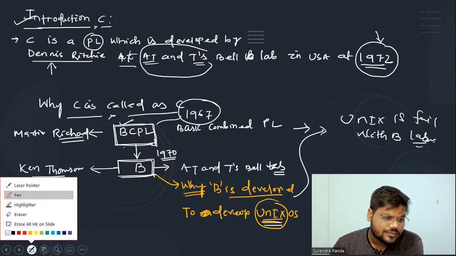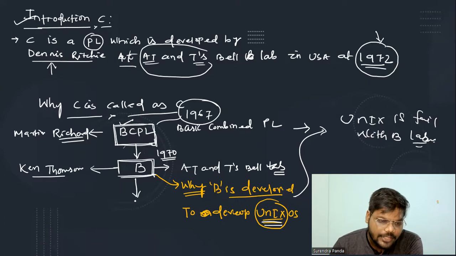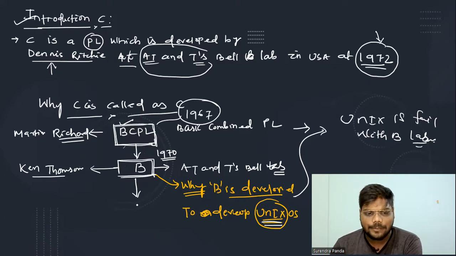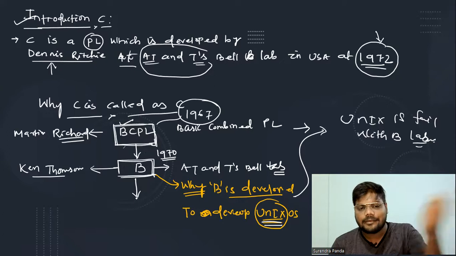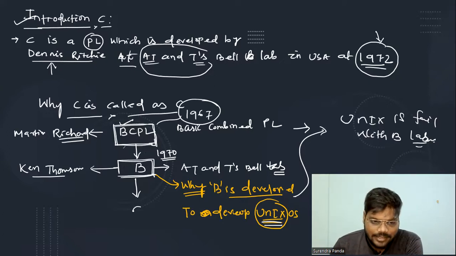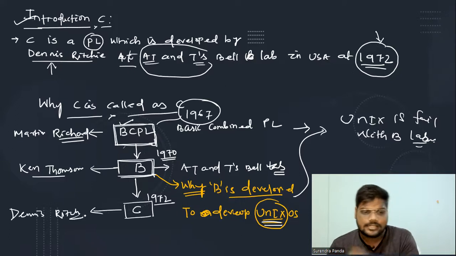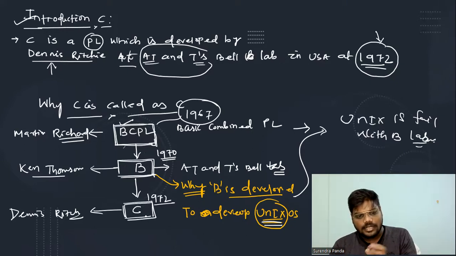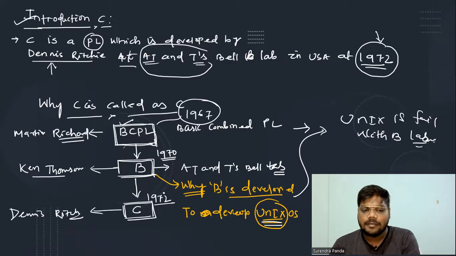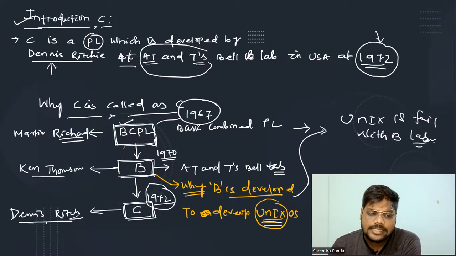So then, if you observe very carefully, a new programming language came into the picture, which is inspired from B language and BCPL language. That language is called C language, which came in 1972. And the father of C language is, of course, Dennis Ritchie. So when is the language called C developed? In 1972. Who developed it? Dennis Ritchie developed it.